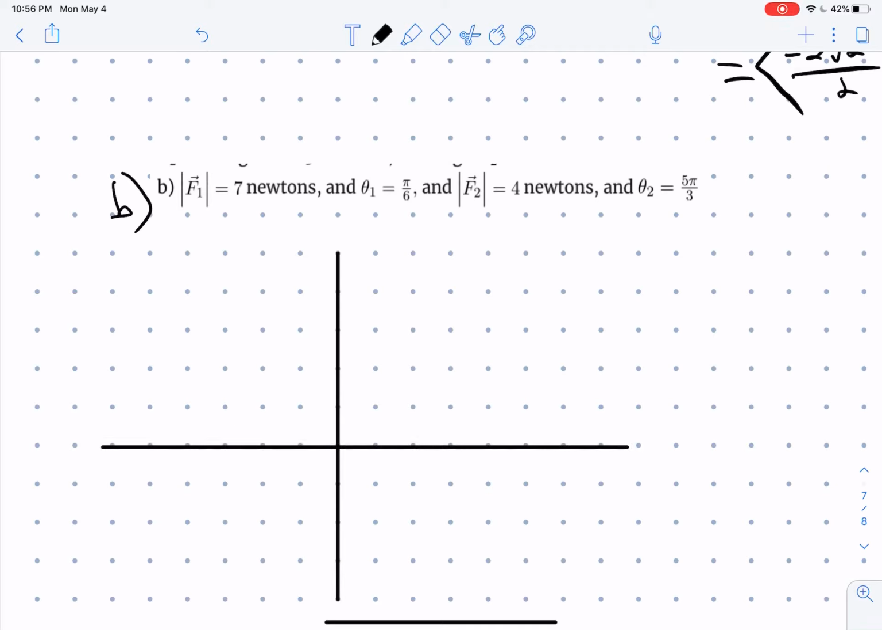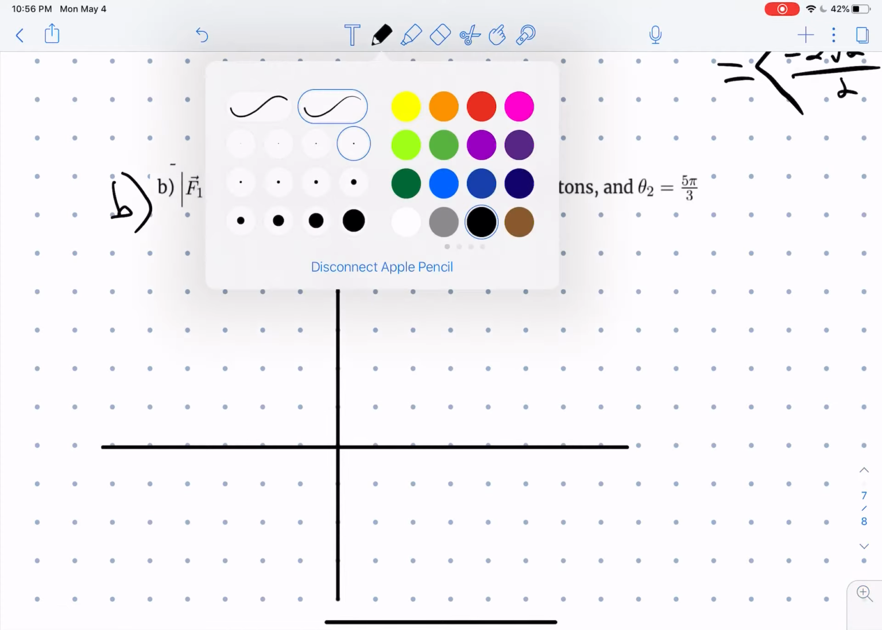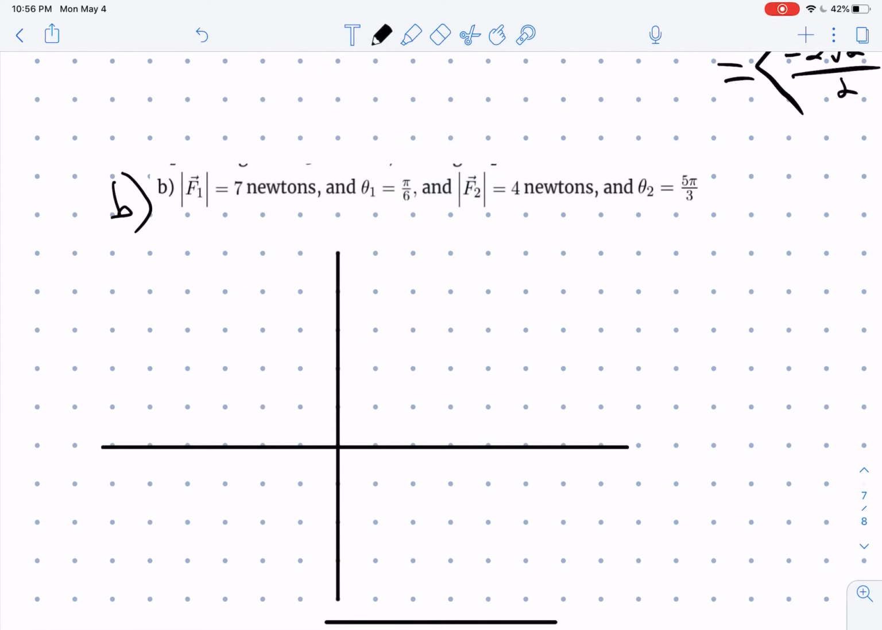Okay. Pi over 6. So for F1, pi over 6, that's like a 30-degree angle. It goes up about like that. And the distance is 7. Goes maybe to about here. That's our F1.